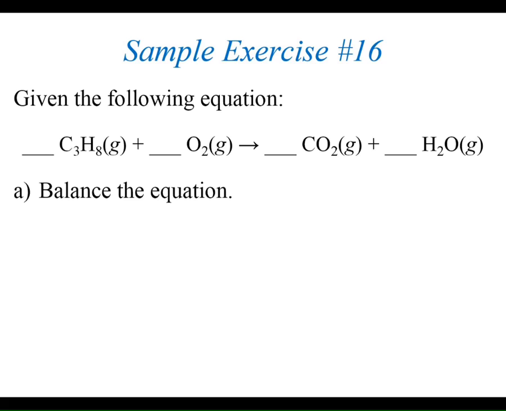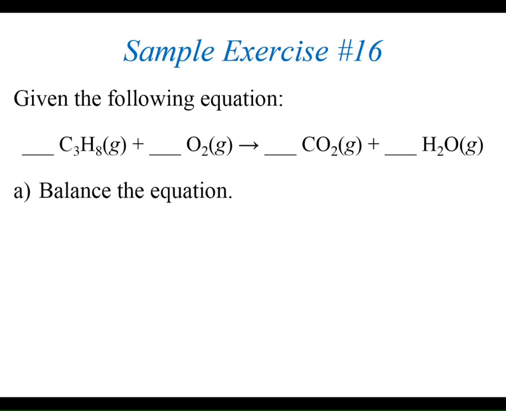1534. So 3 carbons on the left means you need to put a 3 here. 8 hydrogens, and 2, so to make that 8, you put a 4 there, 4 times 2. And that gives you 3 times 2, 6, plus 4 times 1, 4, is 10. So to make this 10, you put a 5 there. So 1, 5, 3, 4. Okay, so we balanced it.